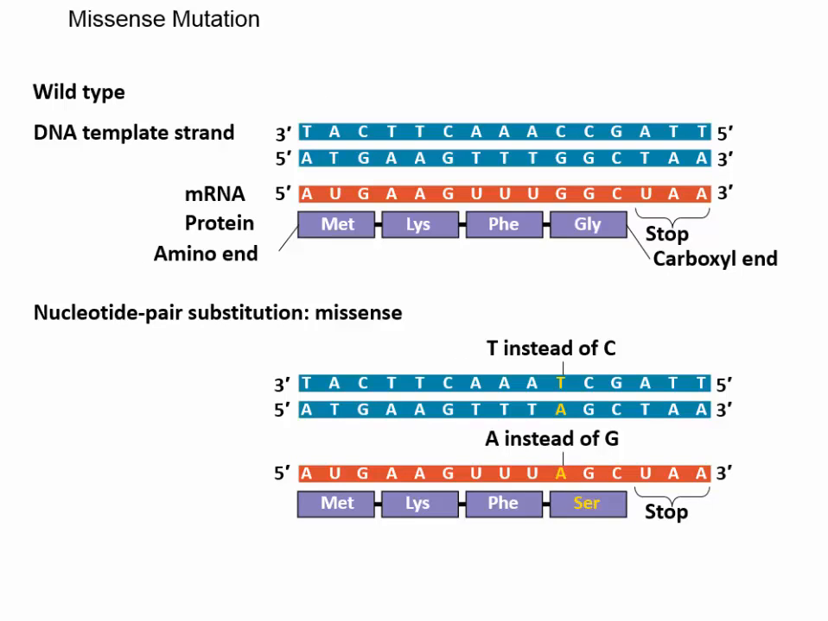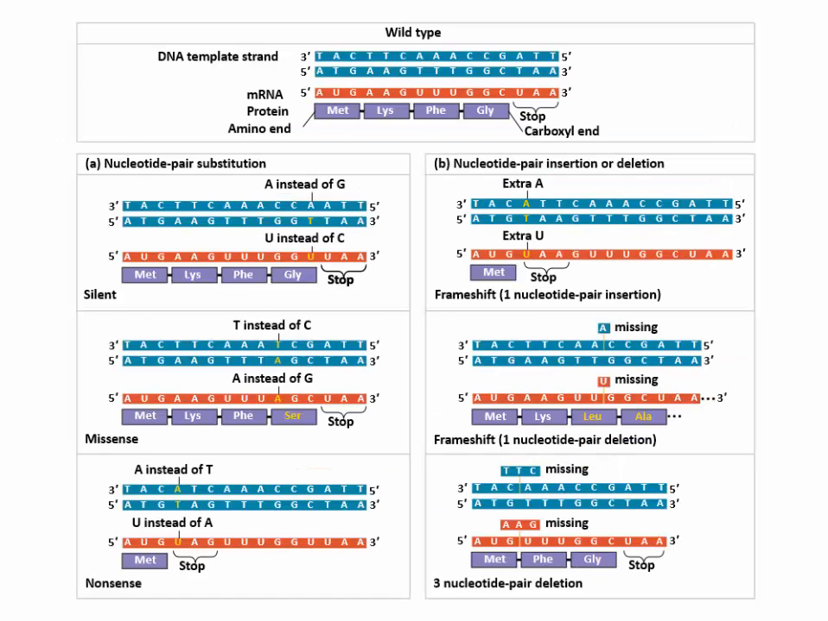So this is a missense mutation. So missense mutation, here we are. Instead of one base, there's another base, so it's different. And here we have all of them. So we have a nucleotide pair substitution on the left: silent, missense, and nonsense. Or you can have a nucleotide pair insertion or deletion. You could have a frame shift mutation where one nucleotide pair is inserted, or you could have a frame shift mutation where one nucleotide pair is deleted, or you could have a 3 nucleotide pair deletion, and so that's just going to make it complete nonsense.